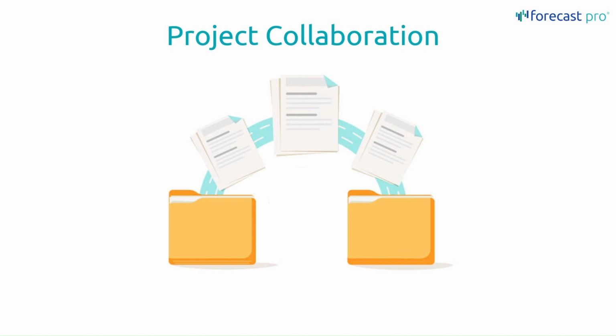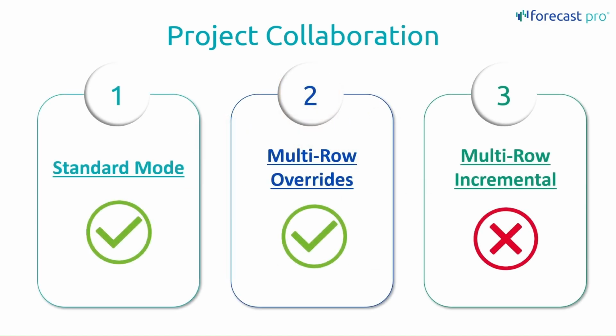What if we're working in a collaborative environment with multiple Forecast Pro users? We'll start with the project collaboration. In this case, standard mode and multi-row override mode are both viable options. It is important to note that multi-row incremental mode is not supported in project collaboration. So if this is something you're going to use, incremental mode is not for you. Now deciding between the two will really come down to how am I going to work in this project collaboration and how am I going to set up the data. So again, all the decisions we've seen before, this is where we would make those choices.